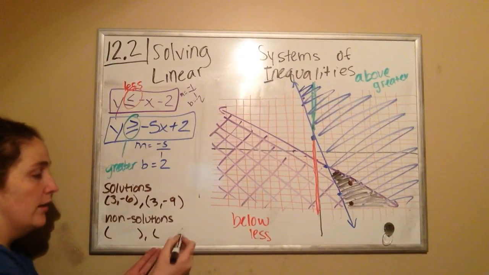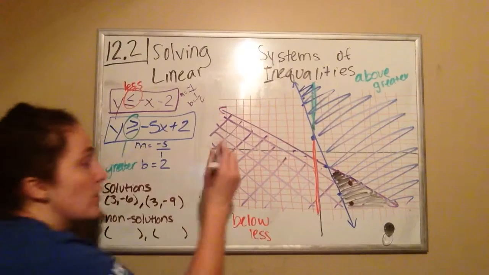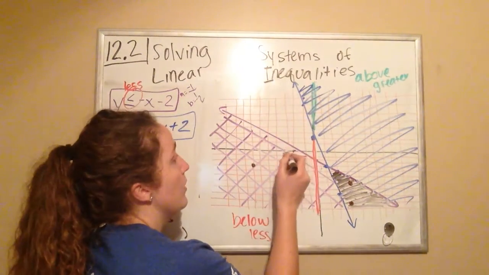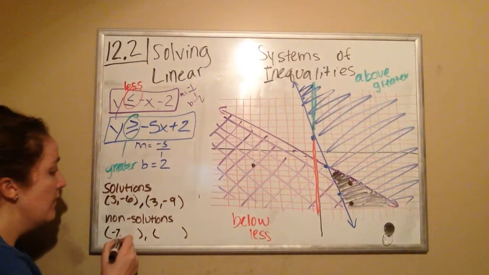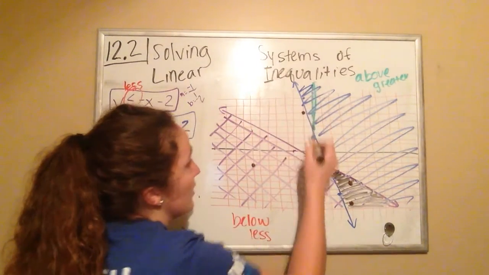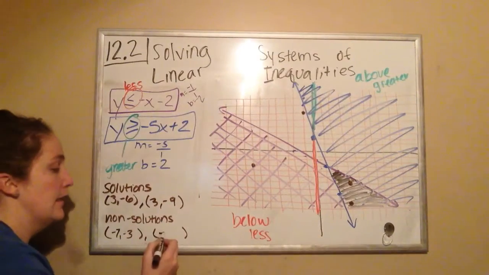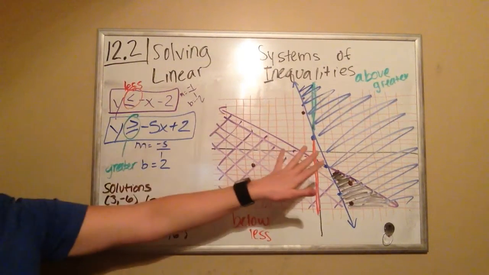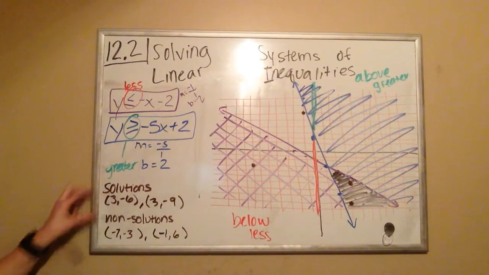Non-solutions are coordinate points that are anywhere else. So let's say right here, that's a non-solution: negative 1, 2, 3, 4, 5, 6, 7, so (-7, -3). That's a non-solution. How about up here? Yep, that's a non-solution: negative 1, 1, 2, 3, 4, 5, 6, so (-1, 6). It's also a non-solution. So we're going to graph them: solutions, non-solutions.